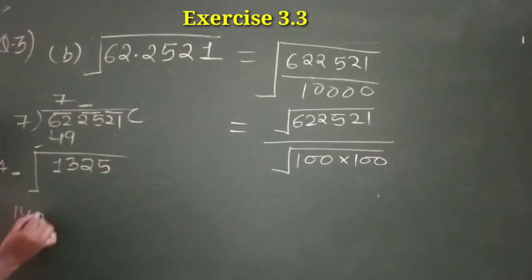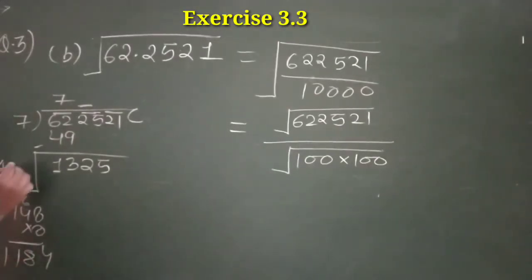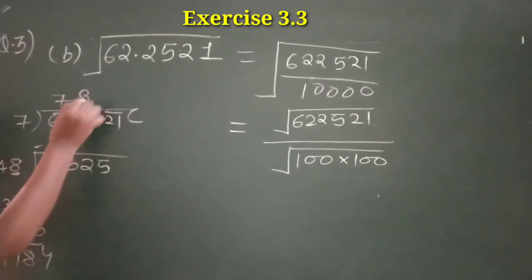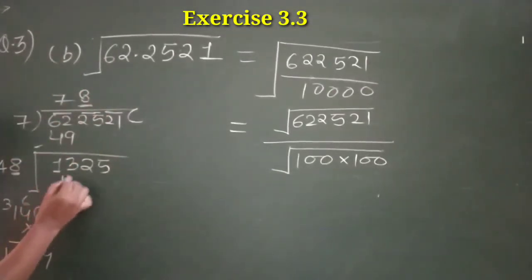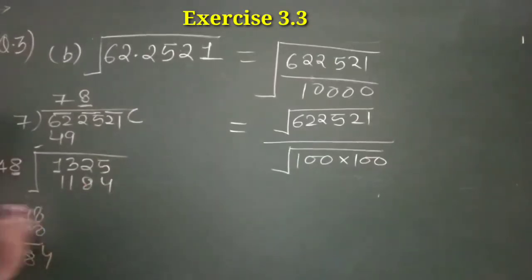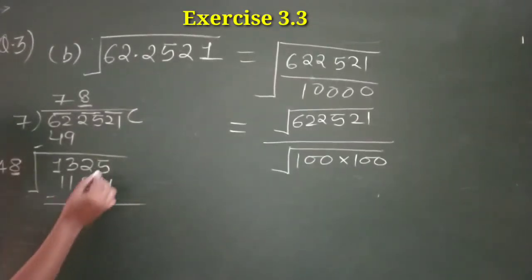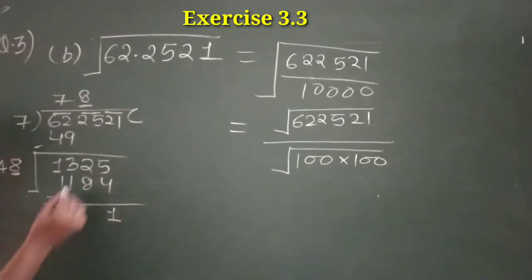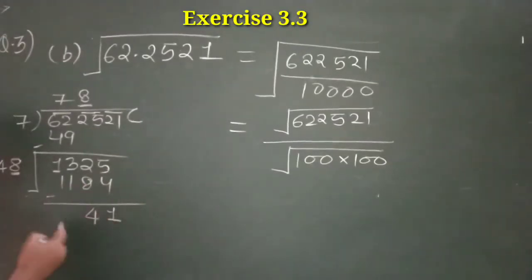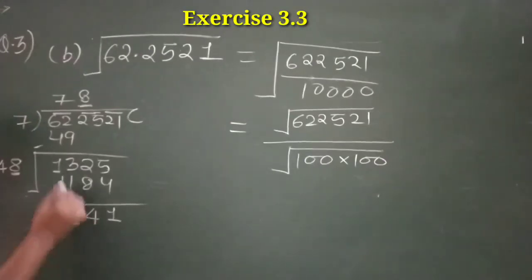So we will take 8 times. Okay. Let's check it. 8 8s are 64. 8 4s are 32. 32 and 6, 38. 8 1s are 8, 9, 10, 11. So 148 multiplied by 8, the answer will come 1184. Okay. Subtract it. 5 minus 4, 1. 12 minus 8, 4. 2 minus 1, 1. 1 minus 1, cancelled.